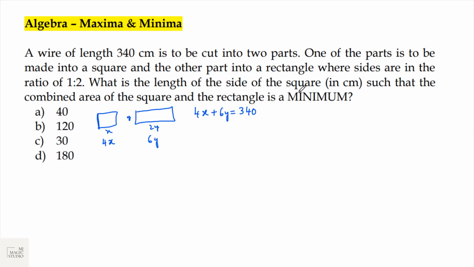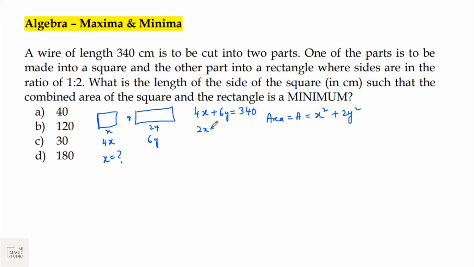What is the length of the side of the square? That means they are looking out for the value of x, such that the combined area of square and rectangle is a minimum. Now, let's define the area function, A. Area of square is side squared, x squared, plus area of rectangle is length into breadth, that is 2y squared. Since we are supposed to find the value of x, let's substitute y in terms of x.